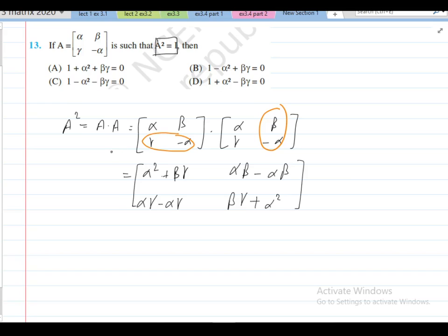Right? Now it is given that A square is equal to I. I is nothing but identity matrix. Compare with it and we will get alpha square plus beta gamma is equal to 1. Or we can say 1 minus alpha square minus beta gamma is equal to 0. O or 0 नहीं. O मतलब 0 matrix. 1 minus alpha square minus beta gamma is O.